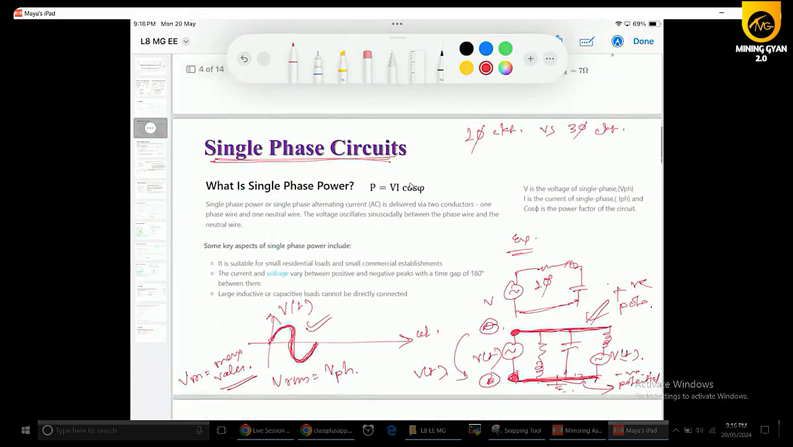So what is the single phase power? You already know that the single phase power will be Vrms, Irms, and cos phi.